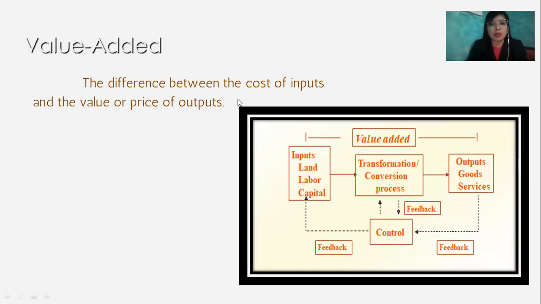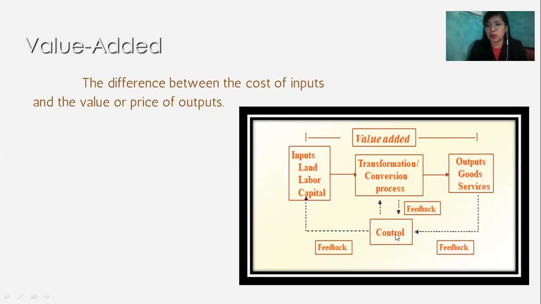The difference between the cost of inputs and the value or price of outputs is called value added. Here in the diagram, you can see the inputs: the land, the labor, and the capital. These inputs are converted or processed into outputs, goods and services. After the process, we have the feedback, and this feedback will be for controlling.